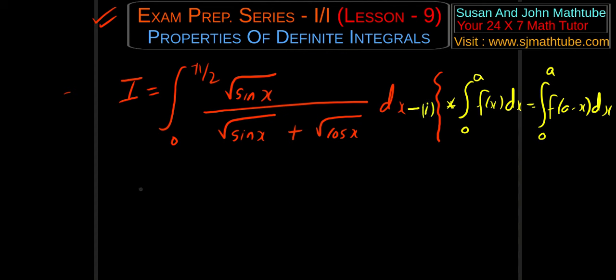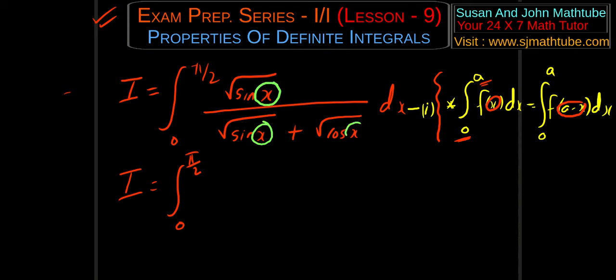Okay, now what I do is, according to this property, look at this, it looks similar, 0 to a. So 0 to pi by 2. So a is actually pi by 2. And this property tells you to replace the argument with upper limit minus x. You have to replace the argument with the upper limit minus x. So for your convenience, I will circle the argument of the function.